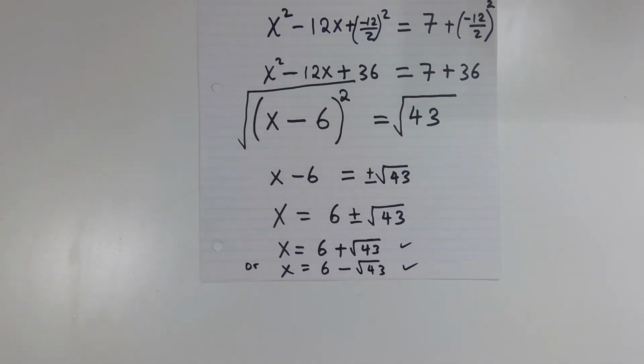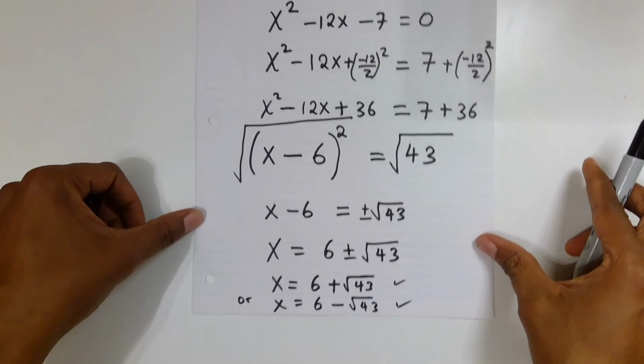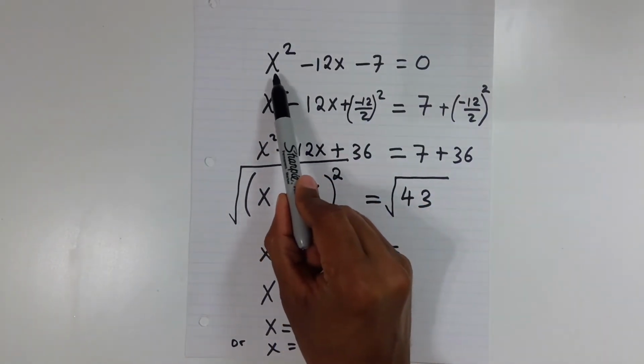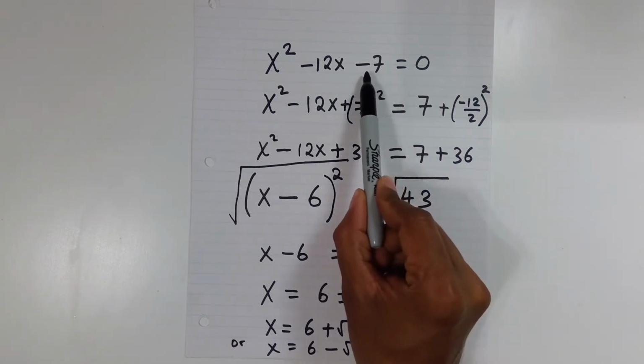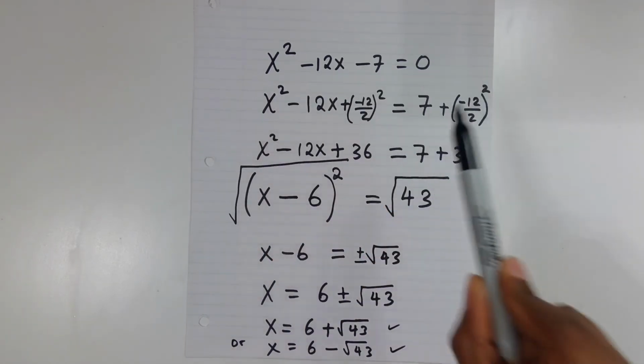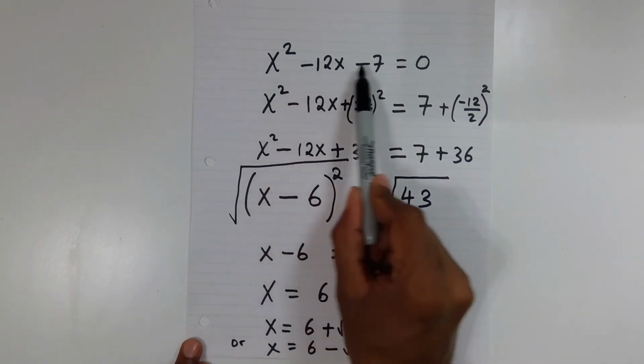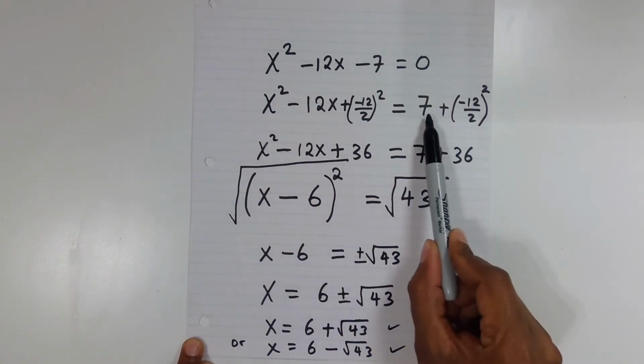So let me go back and repeat one more time. Whenever you are given this kind of equation and you are asked to solve by completing the square method, the first step is you take the constant to the other side of the equation, which is what we did here.